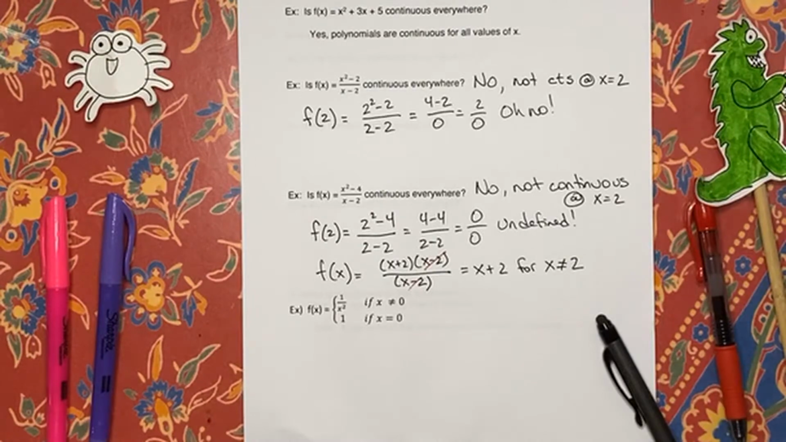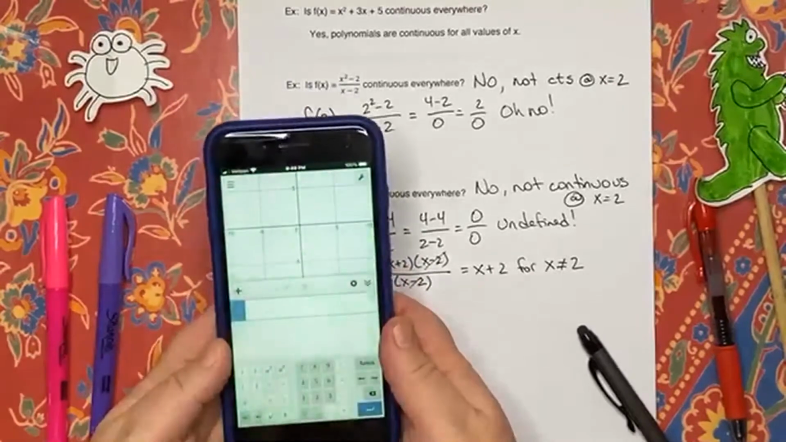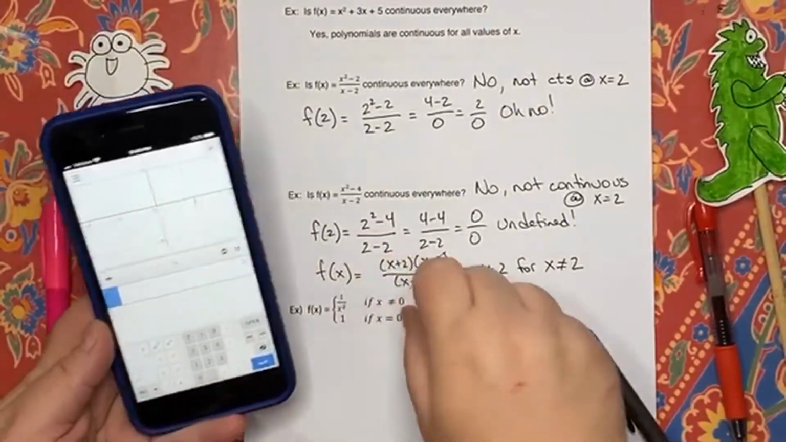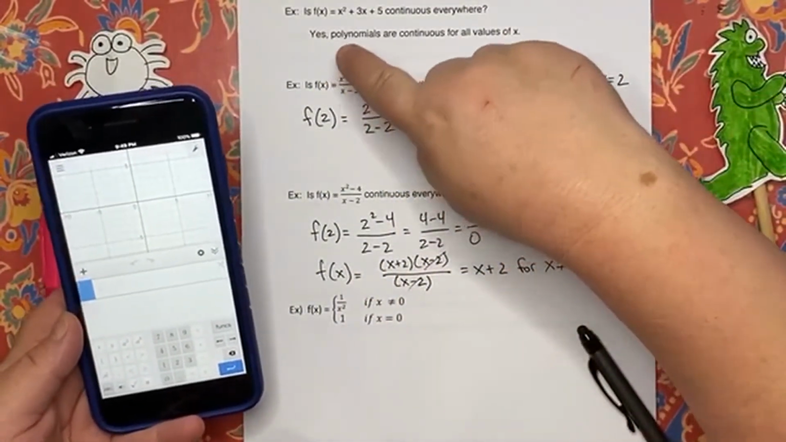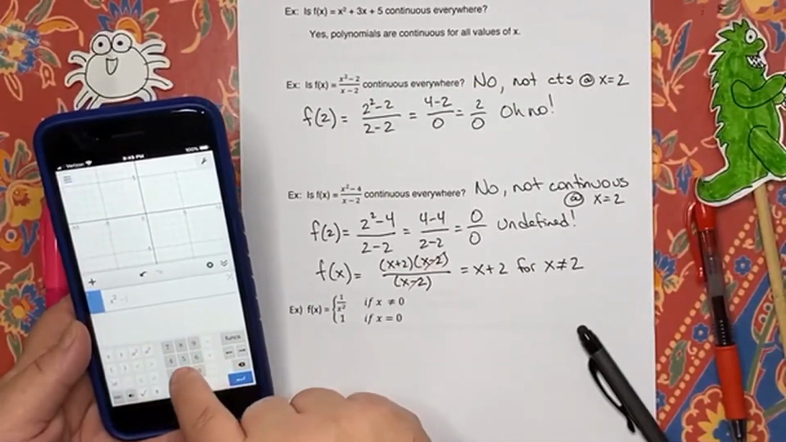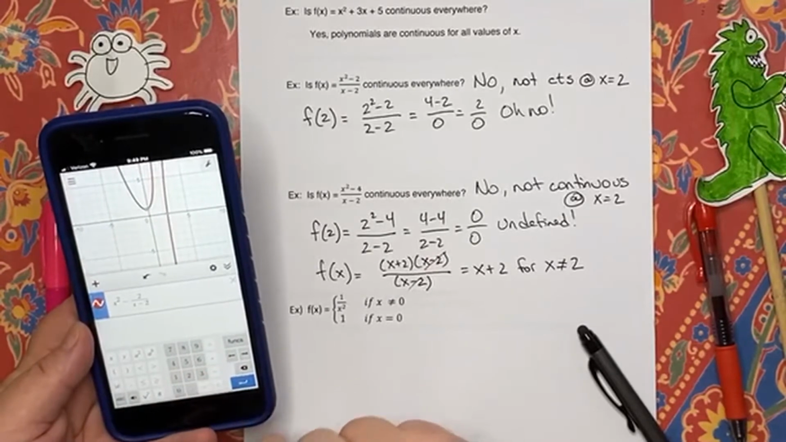I am seeing if I can get you a handy dandy Desmos, which I can. Look at me, I got the Desmos. Ooh, ring light. Okay, so let's take a look at these two. Let's compare and contrast. x squared minus 2 over x minus 2.